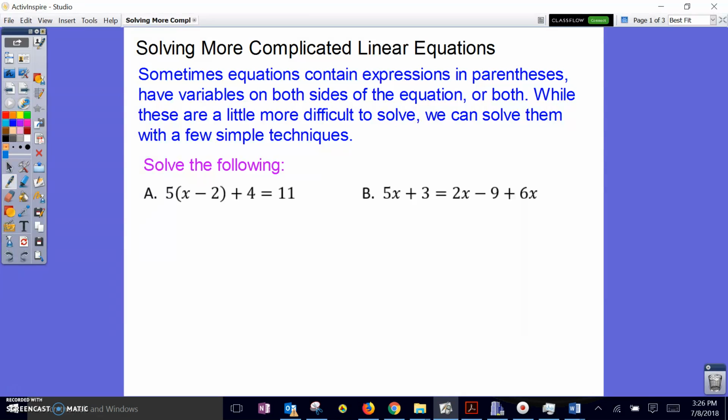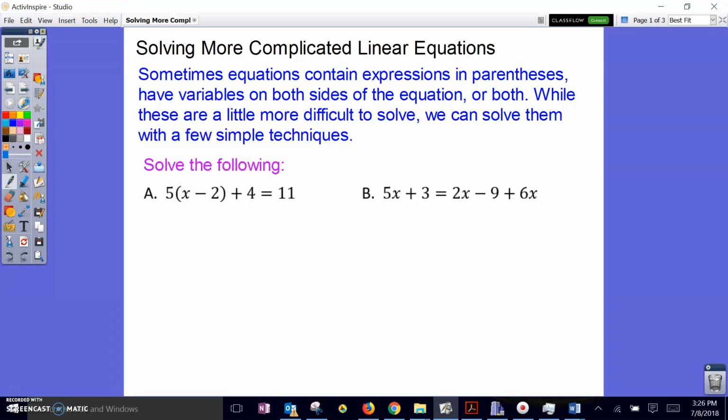Alright, in this video we're going to solve some more complicated linear equations, ones that have expressions in parentheses or that have variables on both sides of the equation or multiple occurrences of variables or both. These are a little bit more difficult to solve than our 1- and 2-step equations that we looked at in the last video, but with a few simple techniques we can make them fairly easy.